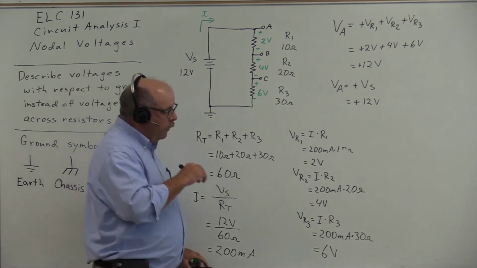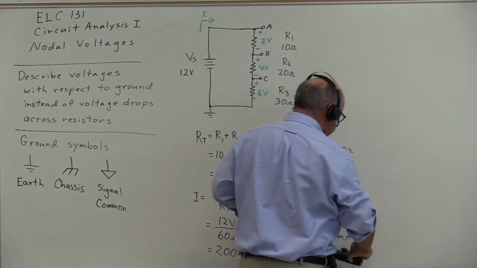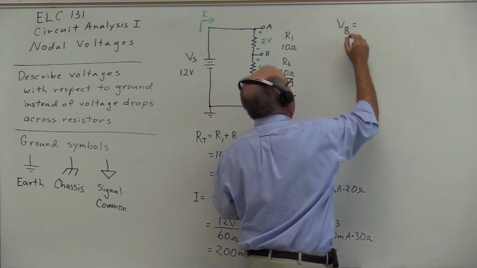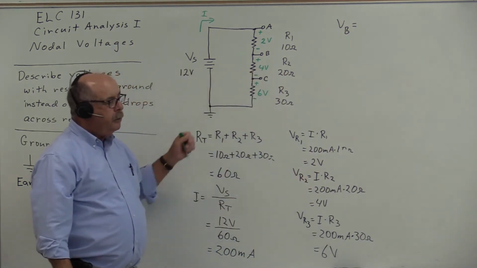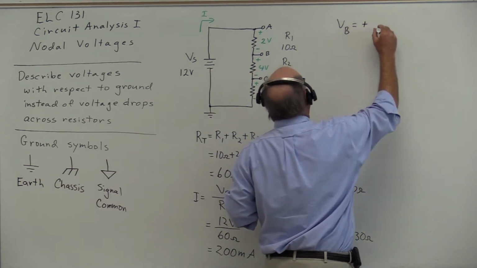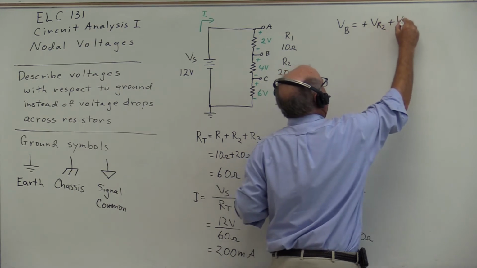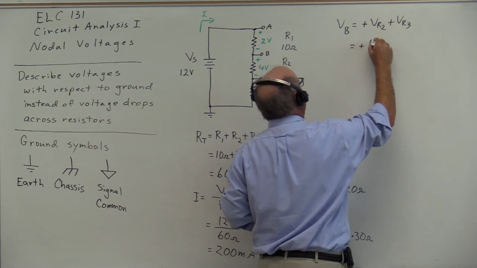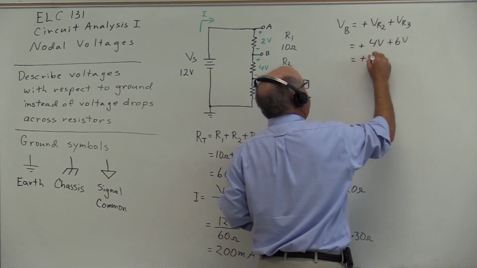Now, to look at the voltage at node B with respect to ground, we follow the same procedure, and we simply add up the voltage differences from B to ground. So we find from B to ground a plus VR2 plus VR3, plus 4 volts plus 6 volts, equaling 10 volts.